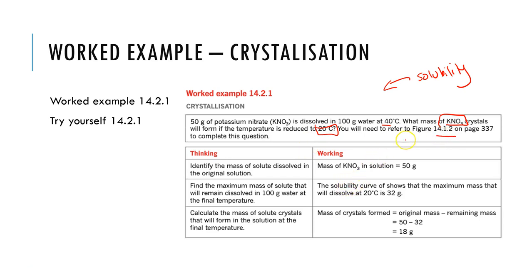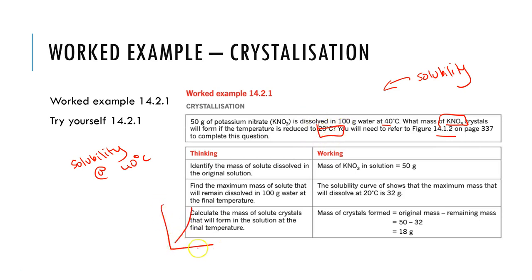What you are going to do is determine the solubility at 40 degrees C, and that will be the mass of solute dissolved in the original solution. So 50 grams of potassium nitrate is dissolved in 100 grams of water at 40 degrees C. You're going to find that on the solubility curve. It may be unsaturated, it may be saturated, but you're going to find that on your solubility curve. Then we're reducing the temperature to 20 degrees C.